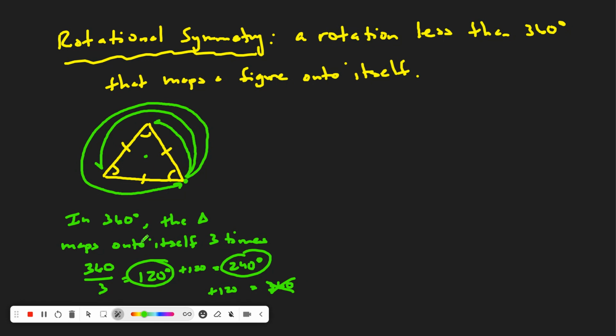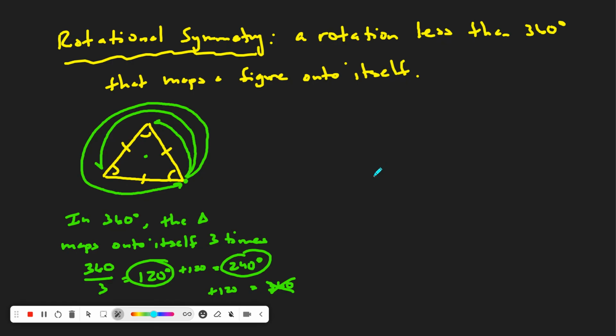So we would say that this equilateral triangle has 120 degree and 240 degree rotational symmetry. It is understood that every figure, if you spin it in a complete circle, will land back onto itself. So that's why we don't count the 360.